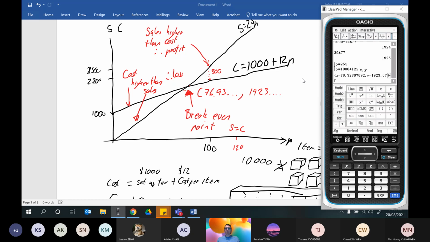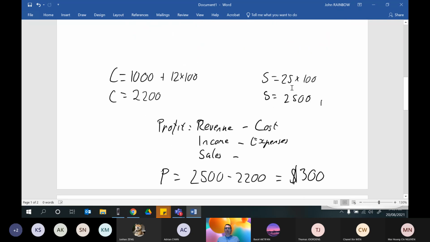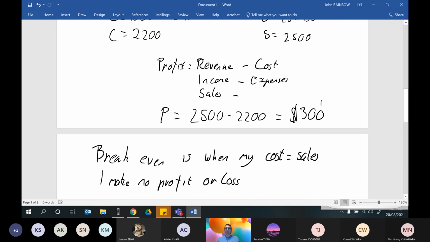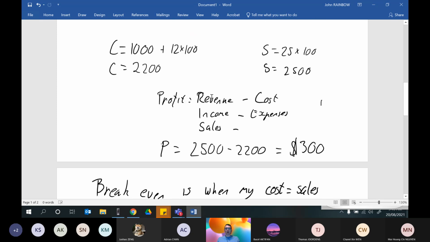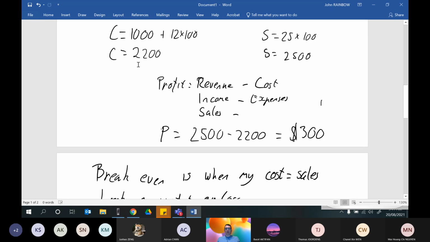If you want to know how much money, if you made a profit or a loss, you need to think about the profit. The profit is how much money you can bring in as revenue or income or sales. So you're going to use that sales equation first: $25 times however many you sell. And then you've got to take away your costs. So you take away your cost formula, minus your costs or your expenses, whatever it is. And then you can figure out what your profit is.